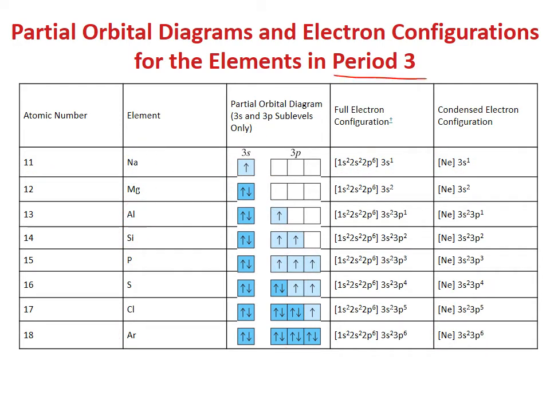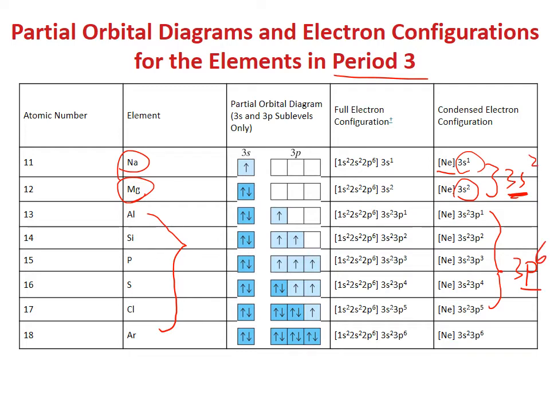In summary, period 3 starts with sodium, an alkali metal that has one more electron than neon. The electron goes to 3s orbital. Magnesium, an alkaline earth metal, has 2 more electrons. Both go to 3s orbital. From aluminum to argon, 6 elements fill 3p orbital. Okay, so the 3s orbital has 2 electrons, and the p has 3 orbitals. Okay, px, py, pz. So altogether 6 electrons. So here 6, here 2.